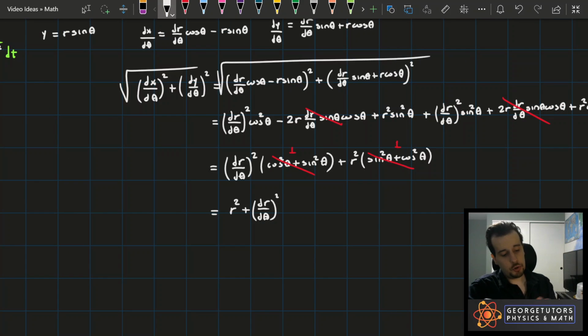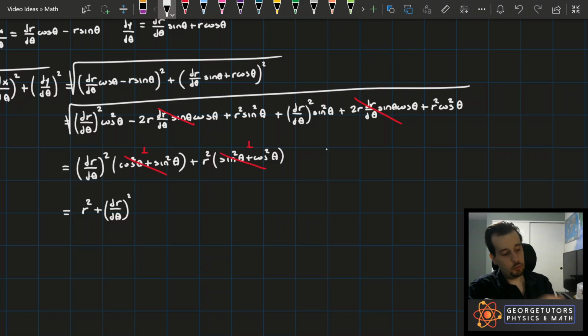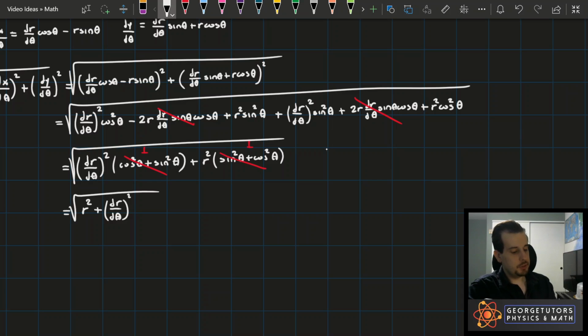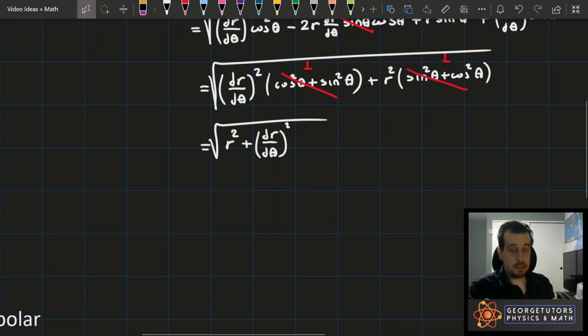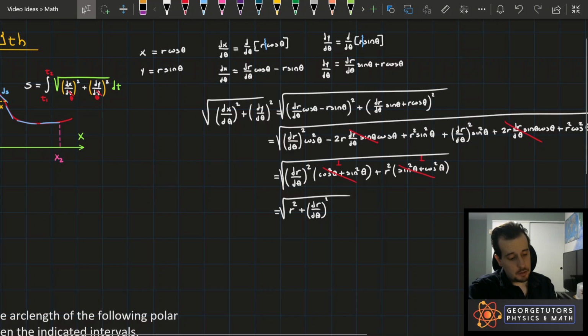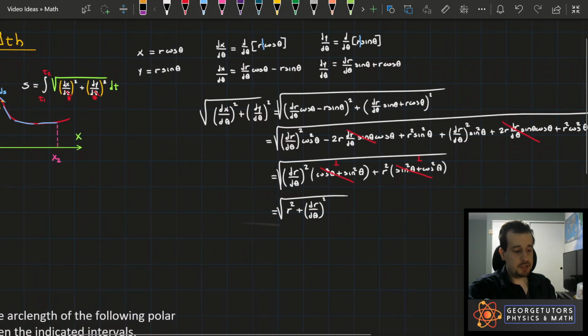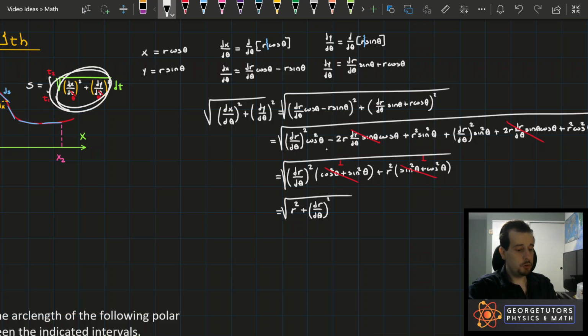So if we put that square root all over our results here, we get this. And this indeed is our little ds right now. I haven't put the d theta in yet. I'm going to fill it in a second. So this is the inside bit of our equation that we're developing.